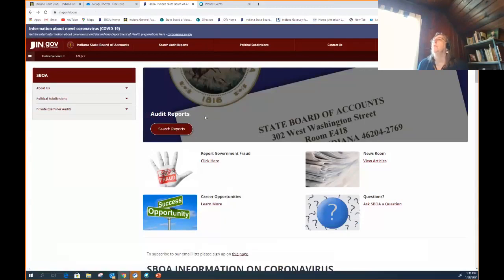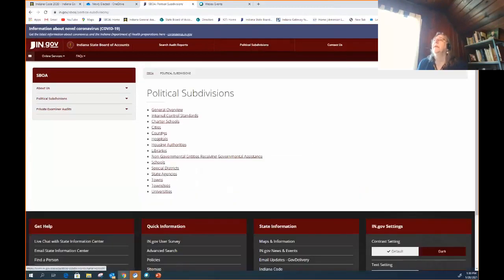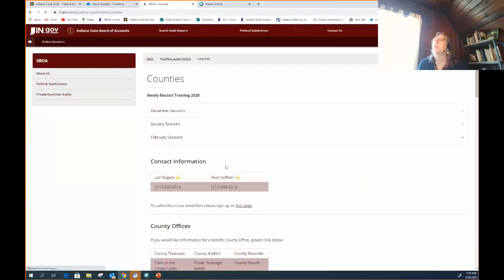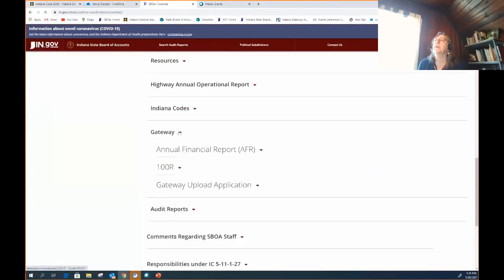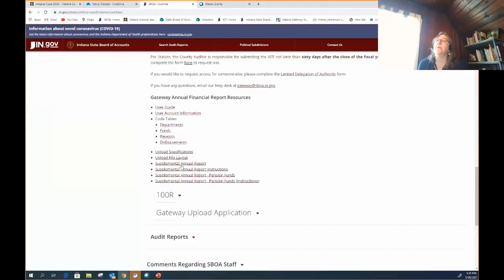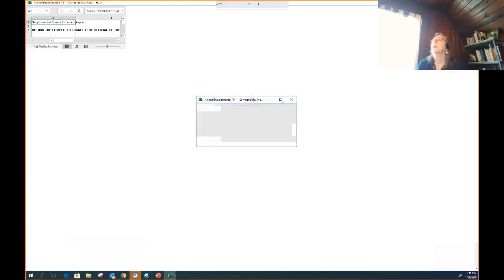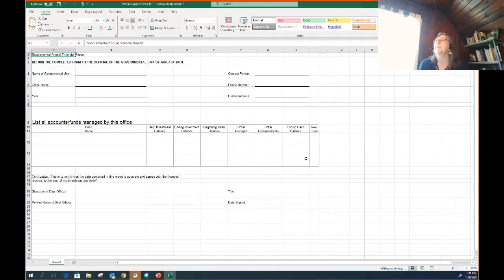And I was going to show you, okay, political subdivisions and counties. You need to scroll down quite a ways, and you see this gateway section, and then you see annual financial report, or AFR. If you expand that, again, you have to scroll down. Supplemental annual report. If you click on that, it will download a link. And that will pull up the annual financial report, and then you can complete it and save it to your desktop. Was there anything else I was going to show?